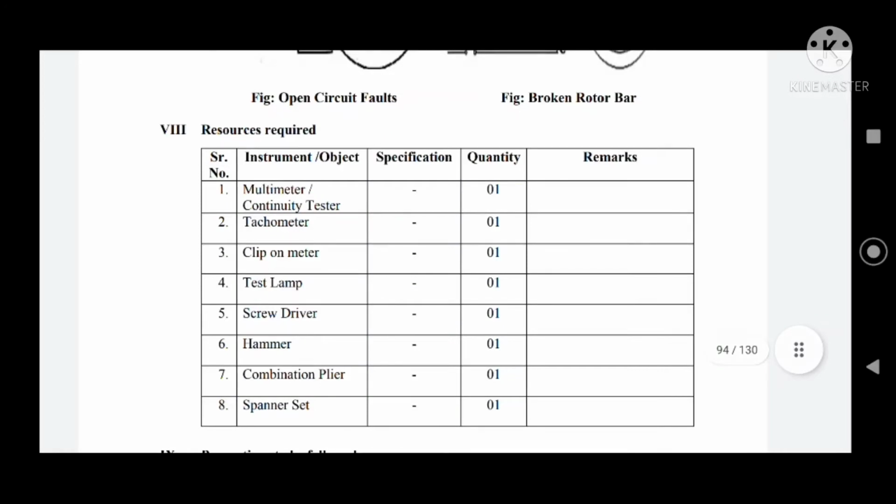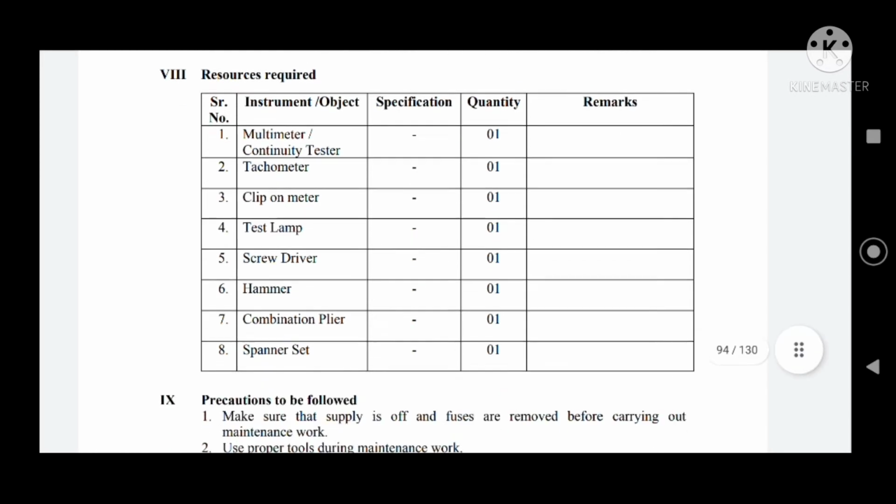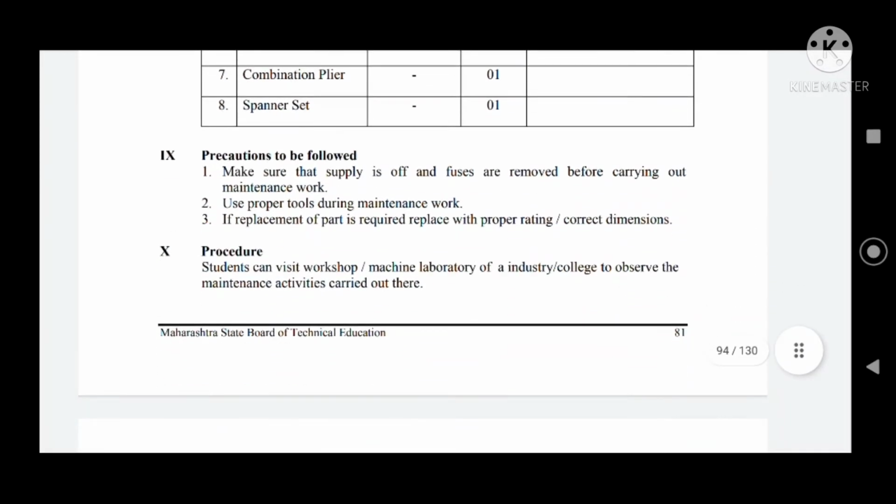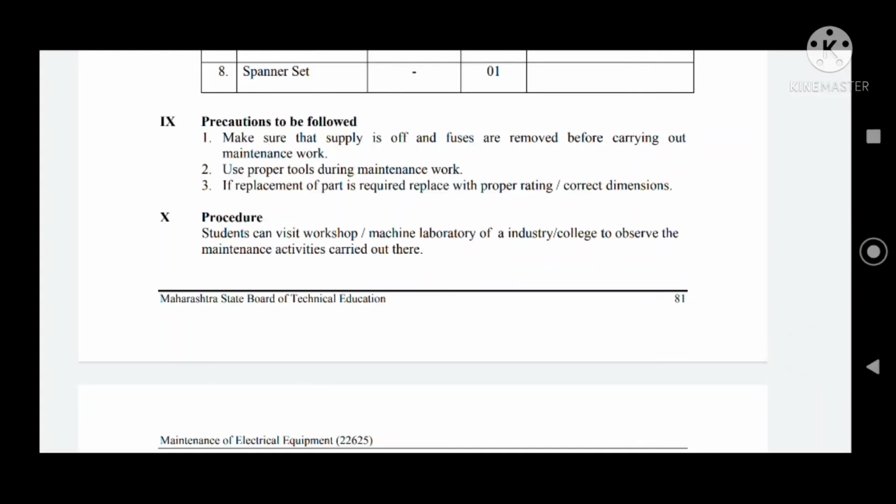Resources required for this practical are multimeter or continuity tester, tachometer, clip-on ammeter, test lamp, screwdriver, hammer, combination plier and spanner set. Precautions to be followed. First is make sure that supply is off and fuses are removed before carrying out maintenance work. Second, use proper tools during maintenance work. Third, if replacement of part is required, replace with proper rating or correct dimensions.